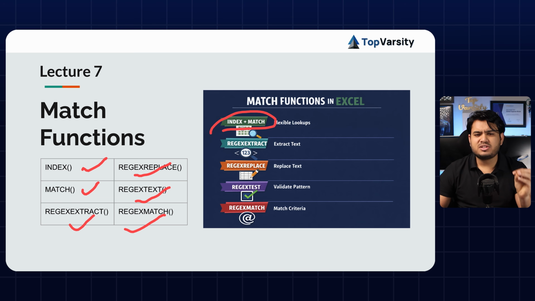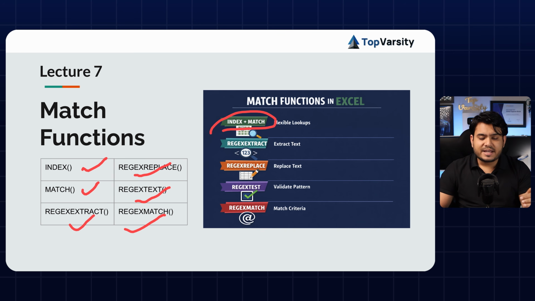Basically these functions are like VLOOKUP and XLOOKUP: they match the text, or we match something to derive something. In the input we'll give something. For example, I am giving one table where you need to find the salary of an employee, and I am giving you the employee ID. Using that employee ID, you need to find the salary of the employee. That is the use of match functions.